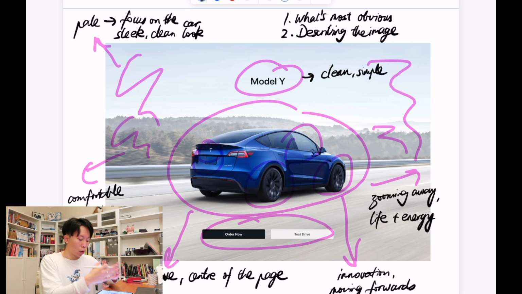So what's the car? Model Y. This button, Order Now. This button, Test Drive. So very simple instructions, not too crowded at all. And that'd be my analysis for this Tesla image.